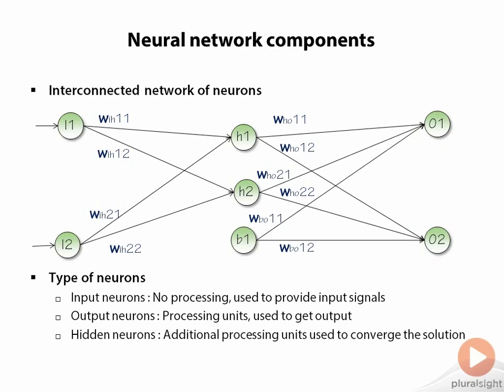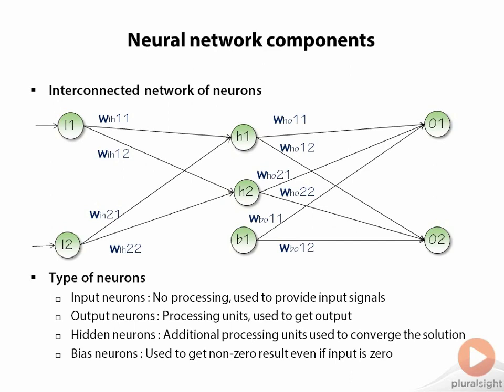Hidden neurons are also used many times inside a neural network. H1 and H2 are the hidden neurons in this neural network. These hidden neurons are used to converge the solution, meaning in the absence of these neurons, the neural network might not get the desired result. So these types of neurons play a huge role in neural networks.